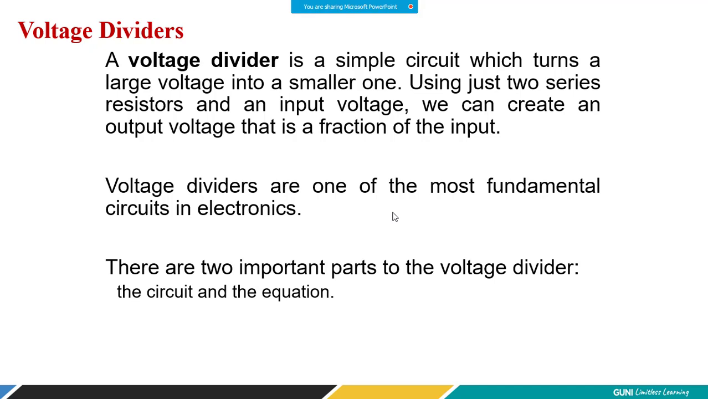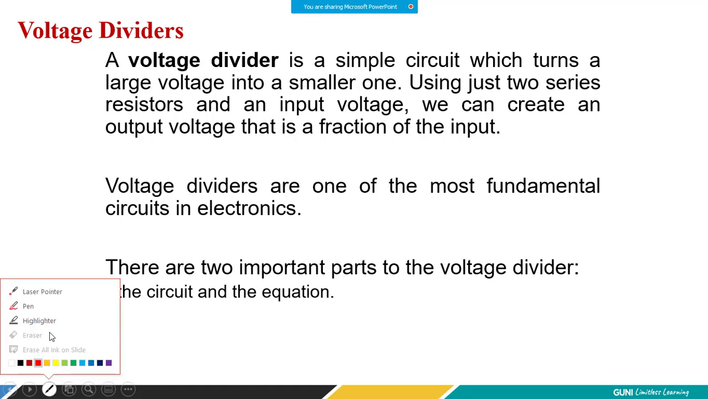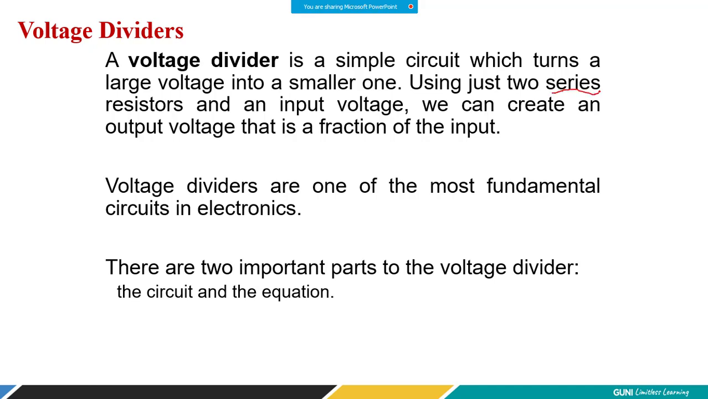So basically a voltage divider is a simple circuit which turns a large voltage into a smaller one. This is very important. If I want to divide a large voltage into a smaller one, I have to go for a voltage divider, as the name suggests, using just two series resistors. You already know that you can connect resistors in series or in parallel, and you know the formula. If I connect two resistors in series, the resistances get added. If I connect them in parallel, you already know the formula.